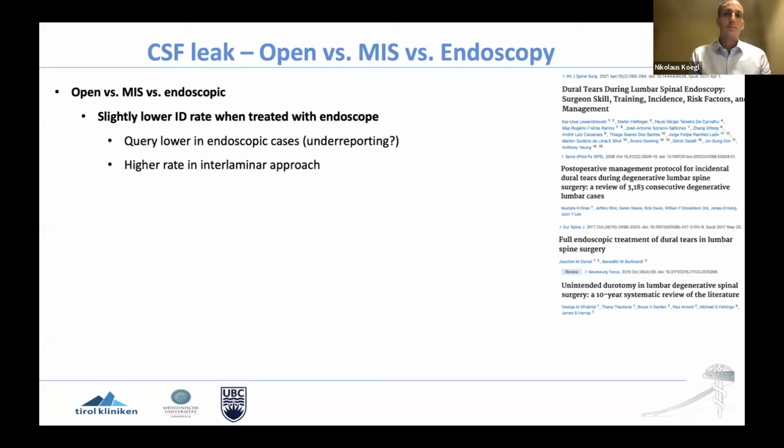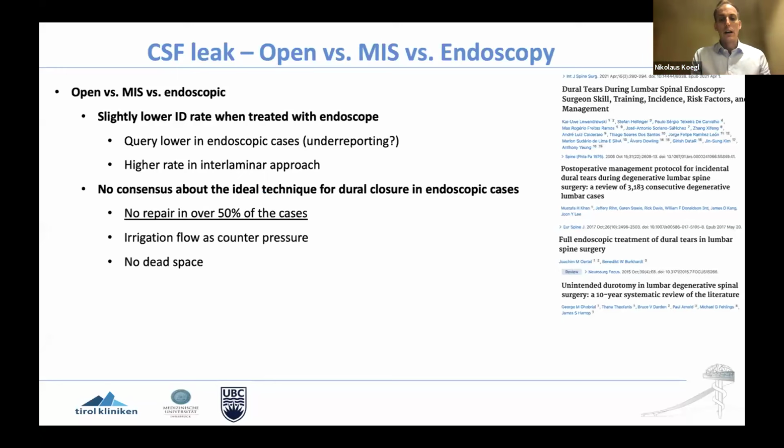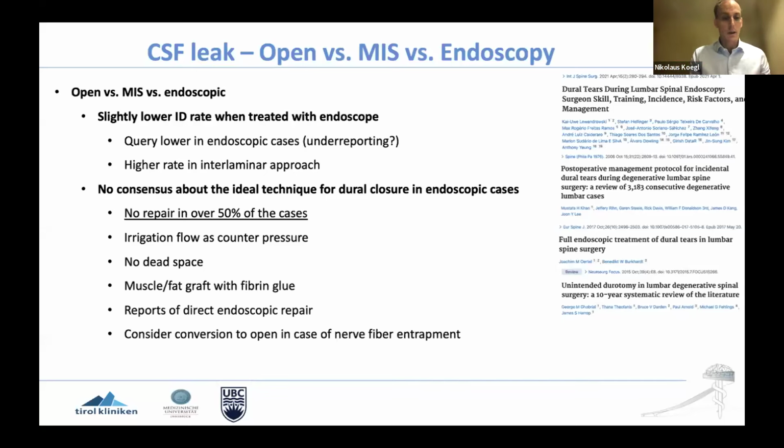There's actually a discussion and a questionnaire that was answered, and more than 50% of the surgeons doing endoscopic surgery don't treat a small dural tear, as they trust the soft tissue covering the defect, since you have literally no dead space. In some cases, you might add a muscle flap or just a muscle piece and fat, and inject some fibrin glue, as mentioned before. There are single reports showing a direct repair, but that definitely needs a certain skill level and exposure.